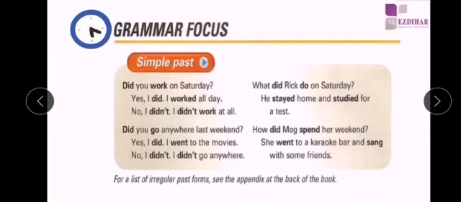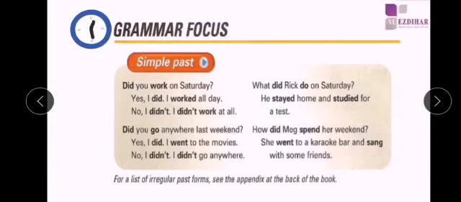Another example we can have here. Did you go anywhere last weekend? Yes, I did. I went to the movies. No, I didn't. I didn't go anywhere. And we have here the WH question. How did Meg spend her weekend? Oh, she went to karaoke bar and sang with some friends. So always remember, did can be used as a question and at the same time an answer.